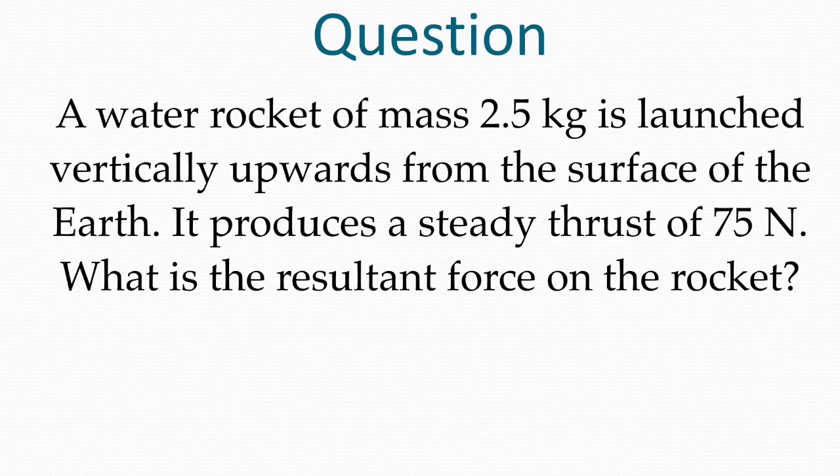A water rocket of 2.5 kilograms is launched vertically upwards from the surface of the Earth. It produces a steady thrust of 75 newtons. What is the resultant force on the rocket? Remember, you have to take into account the thrust and also the weight of the rocket, which is its mass in kilograms times g, which is 10. Pause the video here while you find the answer.